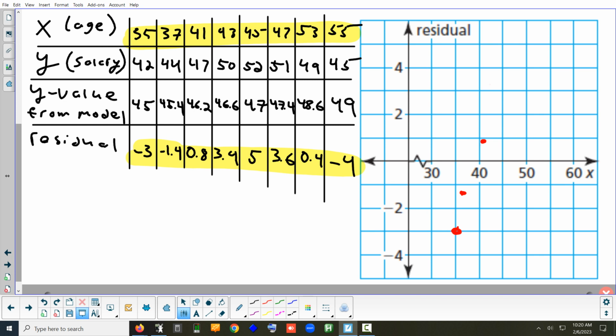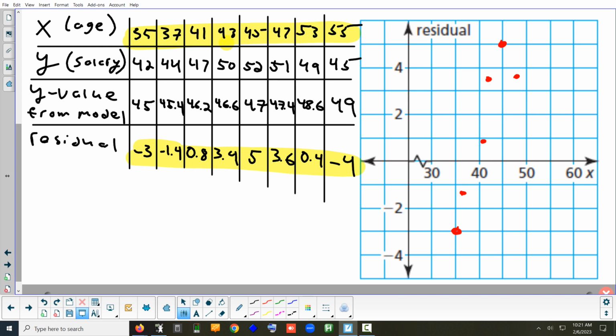Okay, let's see, the next one? Brady? Next one would be 43. Yeah. 43 and 3.4. Yep. That one's way up here. This is not good. Those points are way spread out. They should all be grouped together very close. All right, the next one is 45, 5. That one's even worse. 47, 3.6. So maybe about up there.